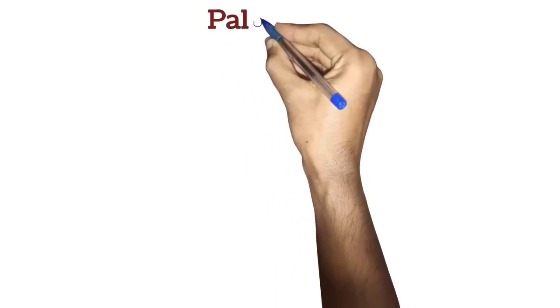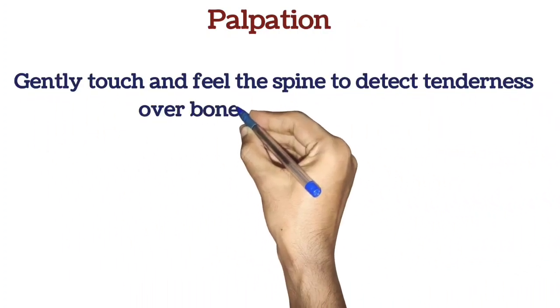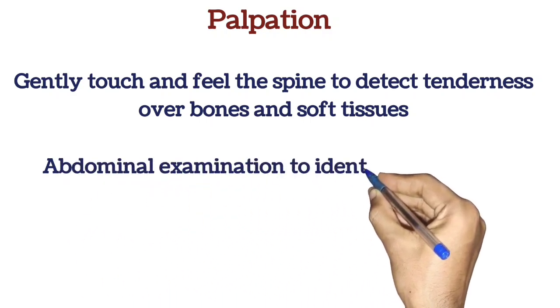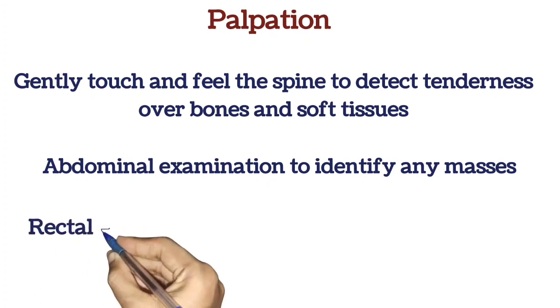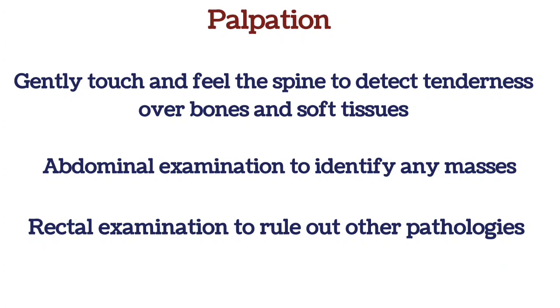2. Palpation. Gently touch and feel the spine to detect tenderness over bones and soft tissues. Perform an abdominal examination to identify any masses that could be related to spine issues. Consider a rectal examination to rule out other pathologies in the pelvic region.